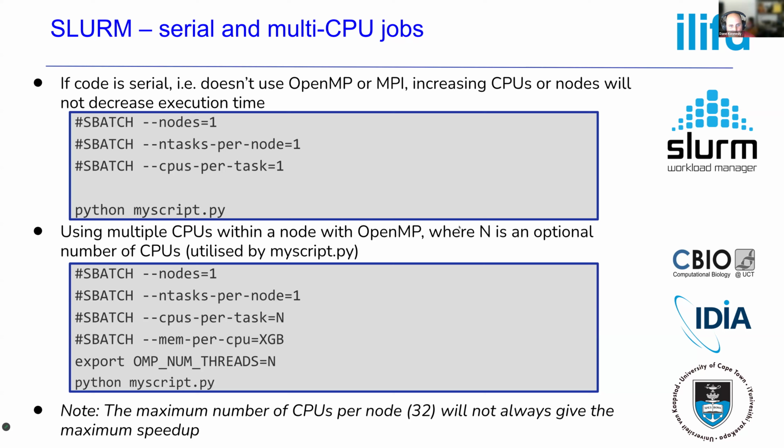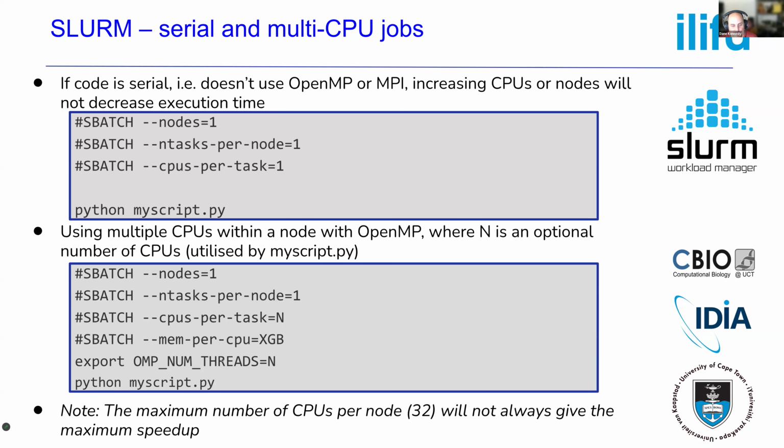Here we're setting n as the number of CPUs. So here again, we're limiting ourselves to a single node and 1 task per node, but we are saying that we need n CPUs for the task, and we're setting some memory. We're behaving ourselves by exporting this OMP num threads variable so that we don't accidentally try and use more CPUs than we should in our job.